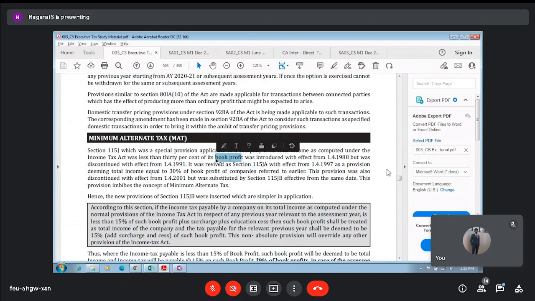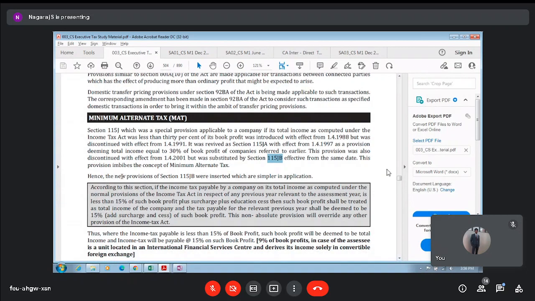Not only those three, there are a few items you need to add and deduct. I will not tell all those things because you will definitely get confused. They will not ask the computation part either, so don't worry about the computation of book profit. Only remember the word book profit. It was revised as section 115JA with effect from 1997 as a provision deeming total income equal to 30% of book profit of the companies referred to earlier. Don't remember all these things, it is not required for you. This provision was also discontinued with effect from 1/4/2001, but was substituted by section 115JB. This is important: 115JB is the effective section.